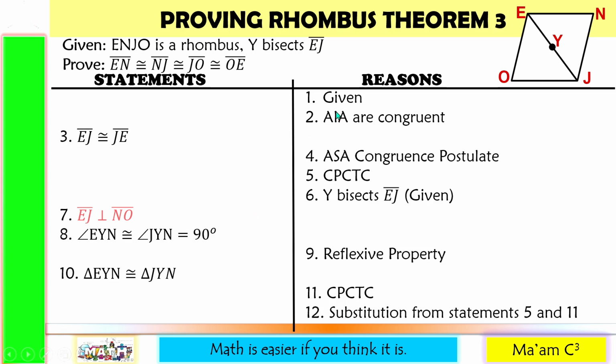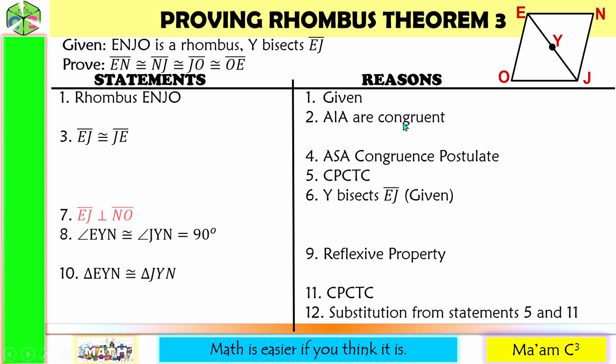Let's start with the given. ENJO is a rhombus, Y bisects EJ. The part of Y bisects EJ is written here, so I did not put it here. Next, AIA are congruent. So we are given a hint here that we are going to look for alternate interior angles. And we know that alternate interior angles are congruent.